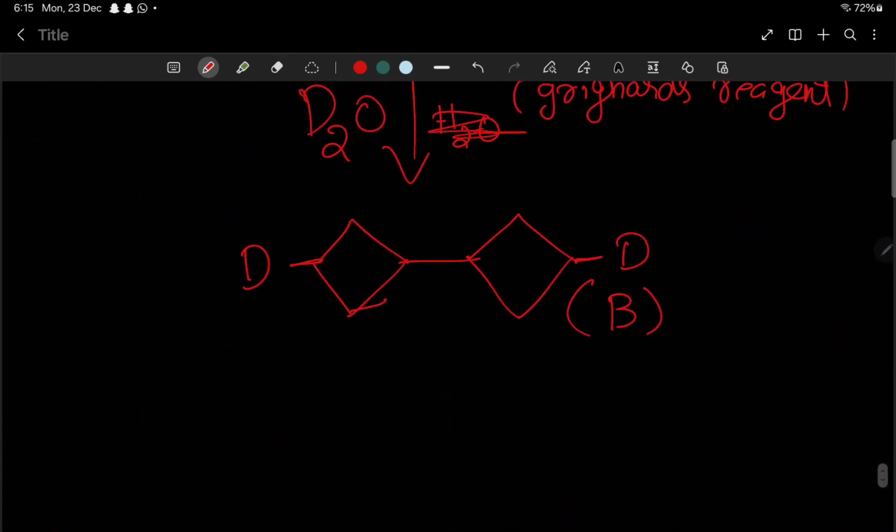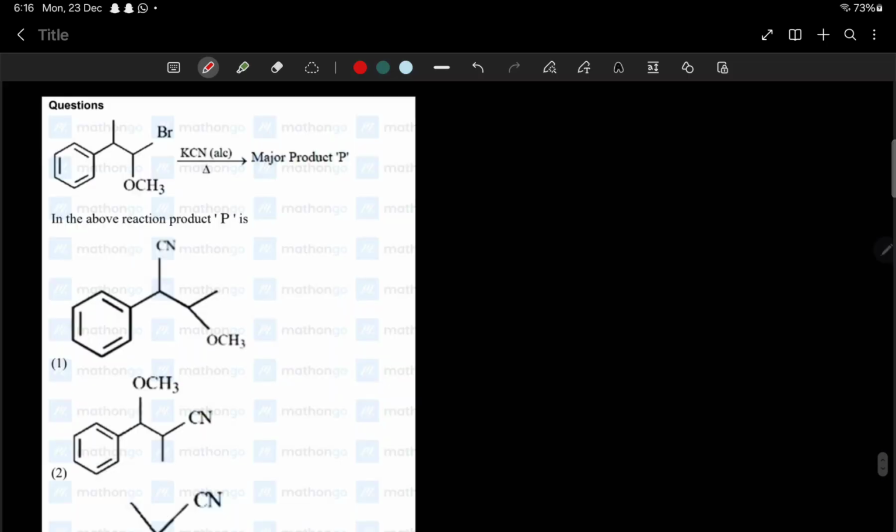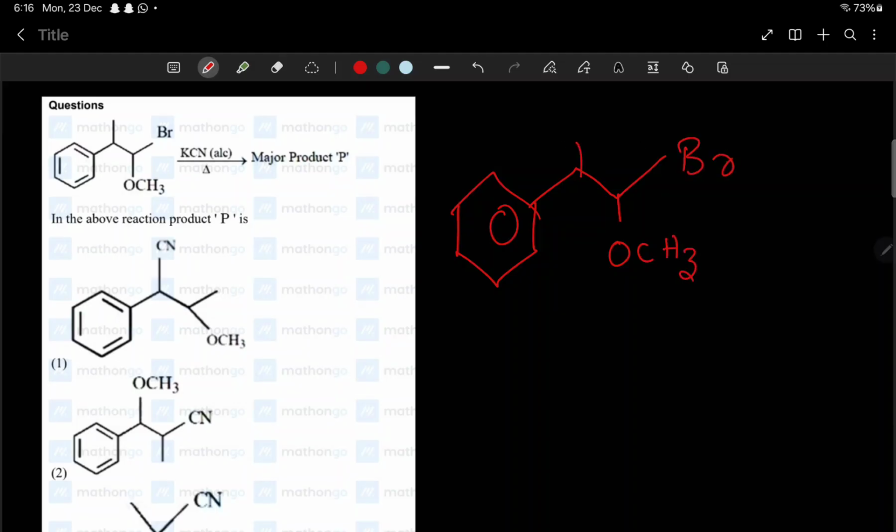So good question. Now next question. Yes, this is the last question in the April shift paper, I think. So this is the question. We are having a big compound like this, OCH3, Br. This thing is there.